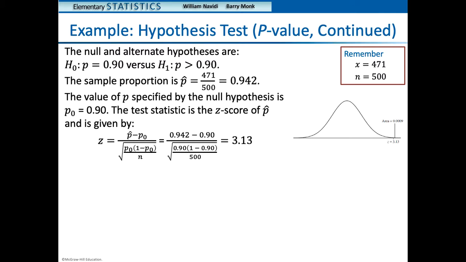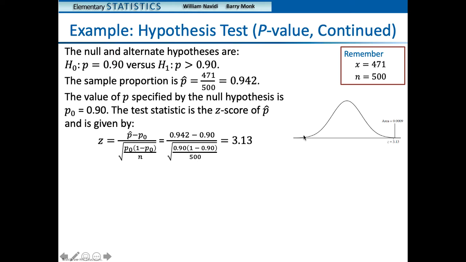The sample proportion is p hat, and we find that by taking 471 and dividing by 500, and we get 0.942. And then we compute the test statistic, which is a z-score. And for the population proportion, we use the value indicated by the null hypothesis, which is 0.9. Right? So 0.942 minus 0.9 divided by the square root of 0.9 times 1 minus 0.9 divided by 500. And that gives us a z-score of 3.13.